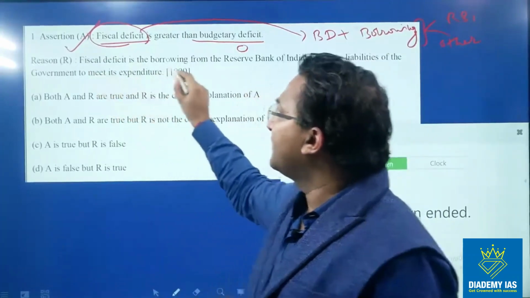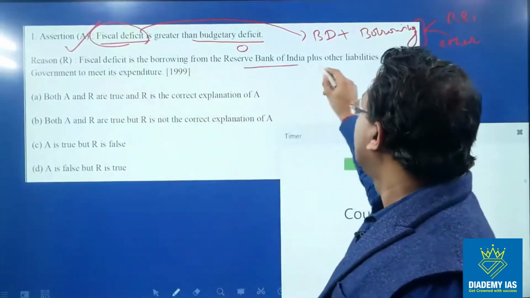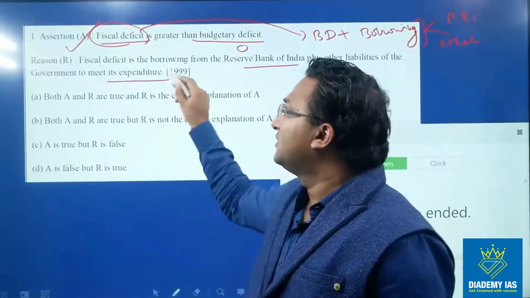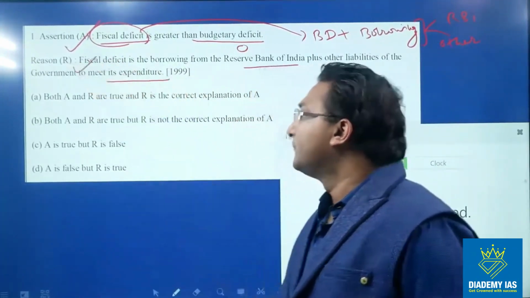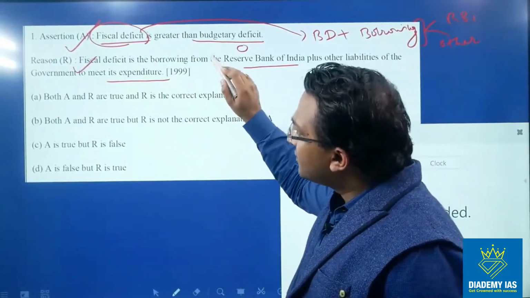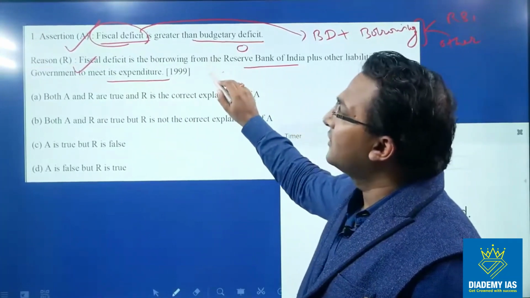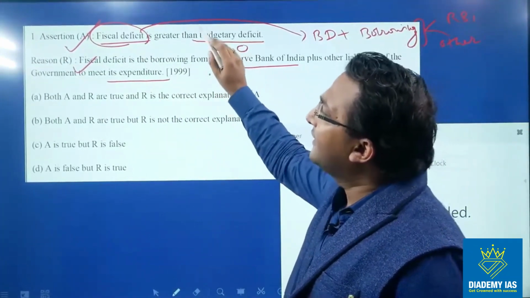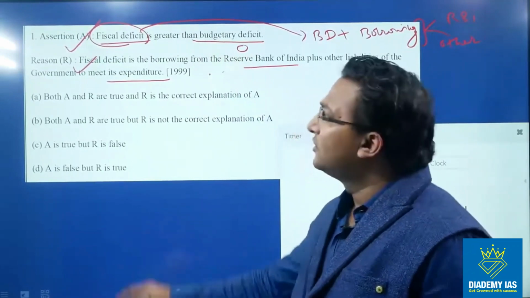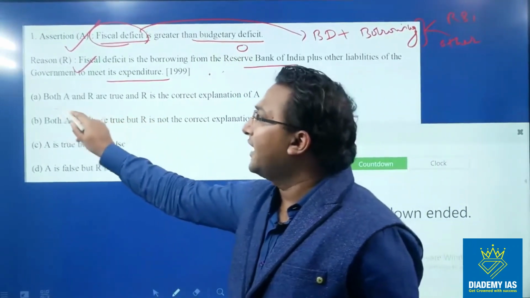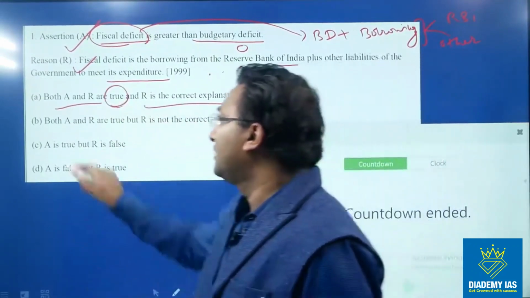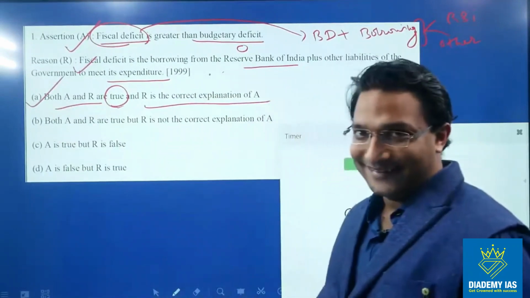Reason: fiscal deficit is the borrowing from the RBI plus other liabilities of the government to meet its expenditure. This statement is also correct. In fact, this statement of reason is completely accurate as far as this assertion is concerned. So both A and R are true, and R is the correct explanation of A. So answer is option A, right?